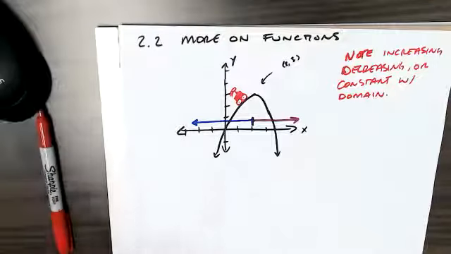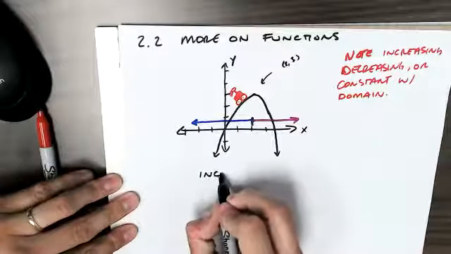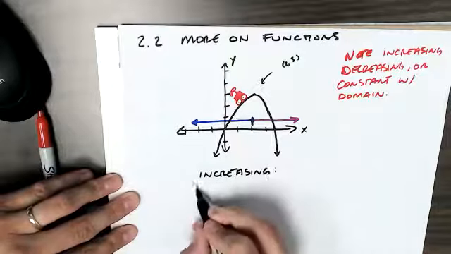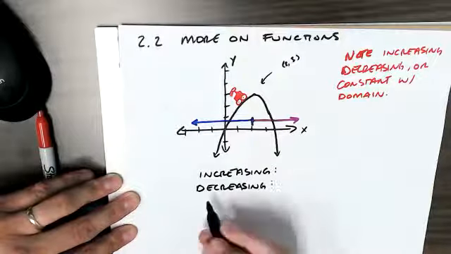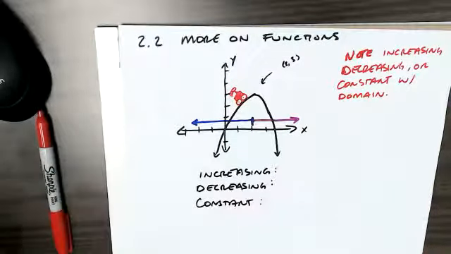So on the test and in the homework, you're going to see, hey, given this function, where is it increasing? Where is it decreasing? And where is it constant? Now, we don't have a constant here. I'm going to show you how to state that answer, okay?